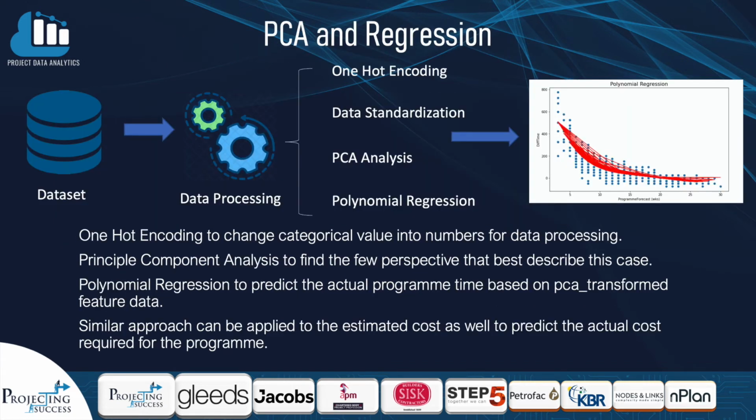After obtaining the dataset, a sequence of data processing techniques are applied to achieve the prediction functionality. One-hot encoding changes categorical values into numbers for later processing. Data standardization and principal component analysis cut down the number of features for the regression model. And then finally, polynomial regression finds the best match for this case and predicts the actual program time based on the PCA-transformed data. A similar approach can also be applied to the cost in order to predict the actual cost required for the program.